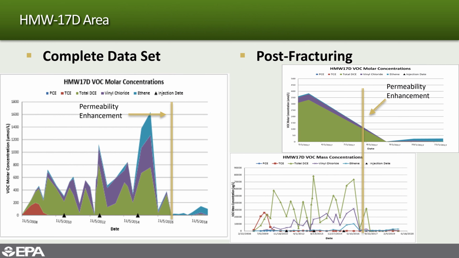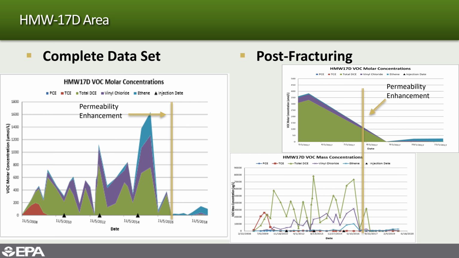So one of the ways we can look at the response of the system to our enhanced permeability efforts is to look at response in nearby monitoring wells, and we continue to show HMW17D as a good indicator of what's happening in the source area.